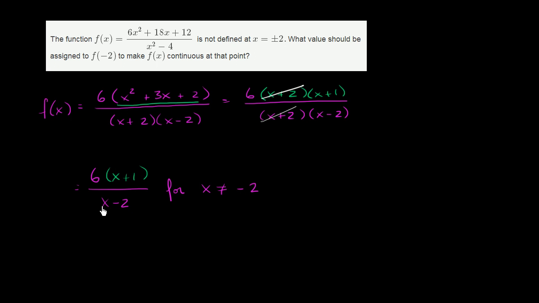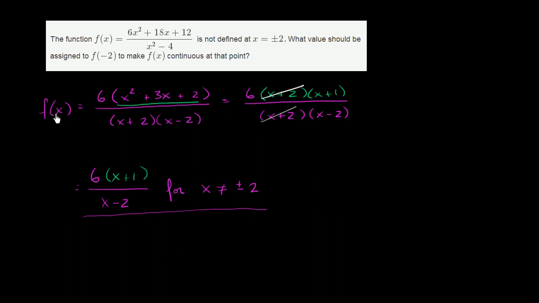And it's also obvious that x can't be equal to 2 here. This one also isn't defined at positive 2 because you're dividing by 0. So you could say for x does not equal positive or negative 2 if you want to make it very explicit. But they ask us, what can we assign f of negative 2 to make the function continuous at the point? Well, the function is completely equivalent to this expression, except that the function is not defined at x equals negative 2. So that's why we had to put that constraint here if we wanted this to be the same thing as our original function.